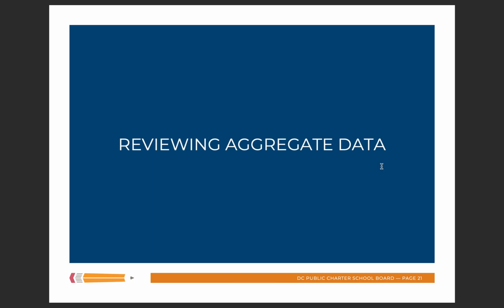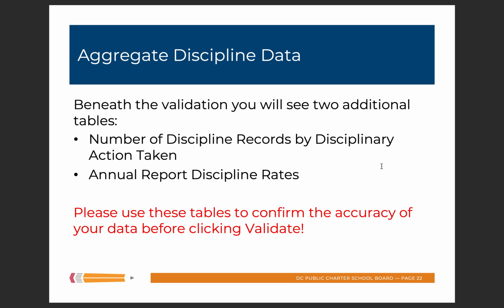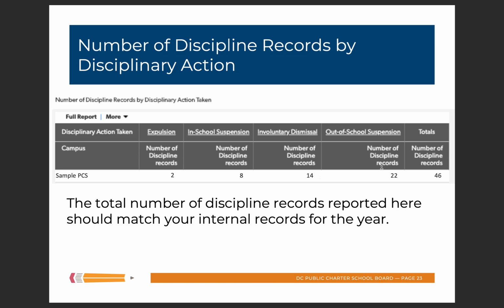Once you are satisfied with your validation statements, we encourage you to review the aggregate data that you see in this section. You'll see two tables here: the number of discipline records by disciplinary action taken and the annual report discipline rates. We encourage you to confirm the accuracy of these data before you click Validate. The first, number of discipline records by disciplinary action, shows the total number of records that you have reported to DC PCSB. The numbers here should match your internal records for the year.